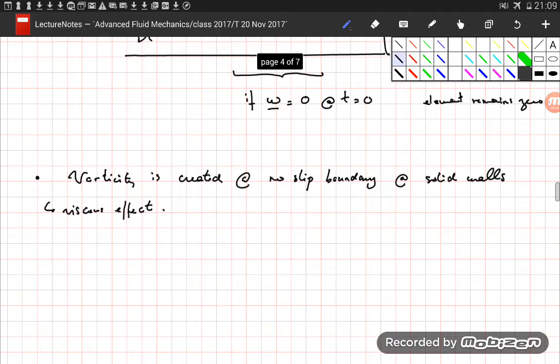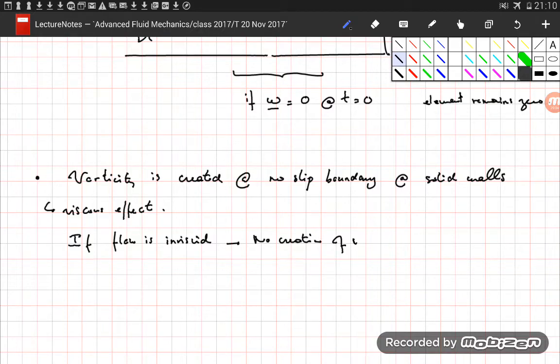So if we assume the flow to be inviscid, then no vorticity is created at the boundaries, because we'll just impose a no penetration boundary condition and not a no slip boundary condition, and therefore we don't create vorticity, and therefore the flow will remain irrotational. So if the flow is inviscid, then there is no creation of vorticity at the walls, and therefore we can assume that the flow remains irrotational.